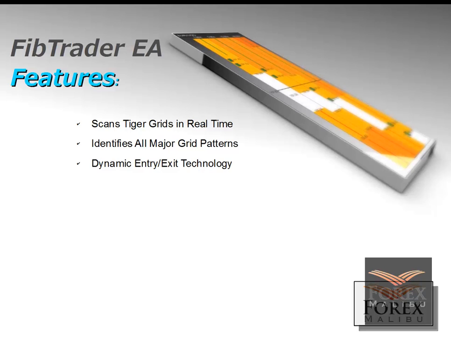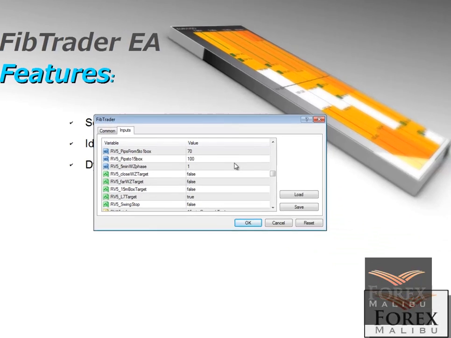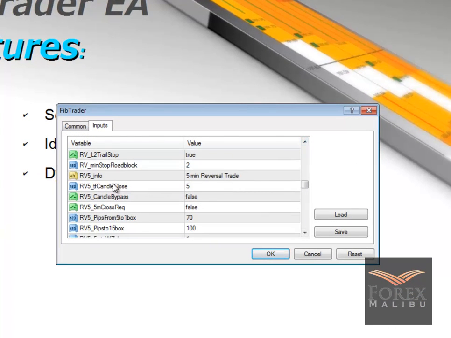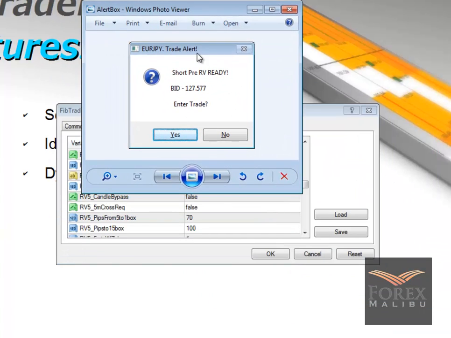The dynamic entry setup: you have an option when you enter a trade. Say we'll just keep it on the reversal. Look at this, candle close. That's an option, and candle bypass. If the candle bypass is on false, which it is, that means one-click trading. So when you get the alert, I'm going to show you what an alert looks like. Here's an alert box. When you see one of these, this happens to be a short preemptive reversal alert. It's giving you the bid on this one because it's short. If this was a long, it would give you the ask, because you have to get in on the bid on a short trade. And then it asks to enter trade.